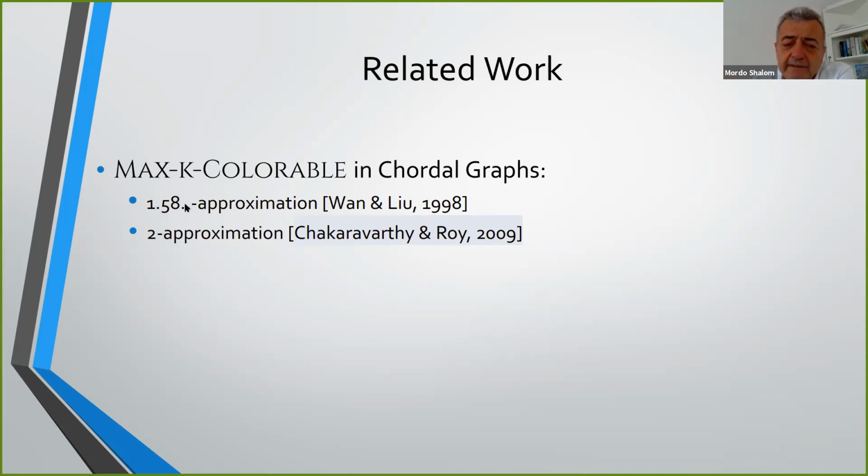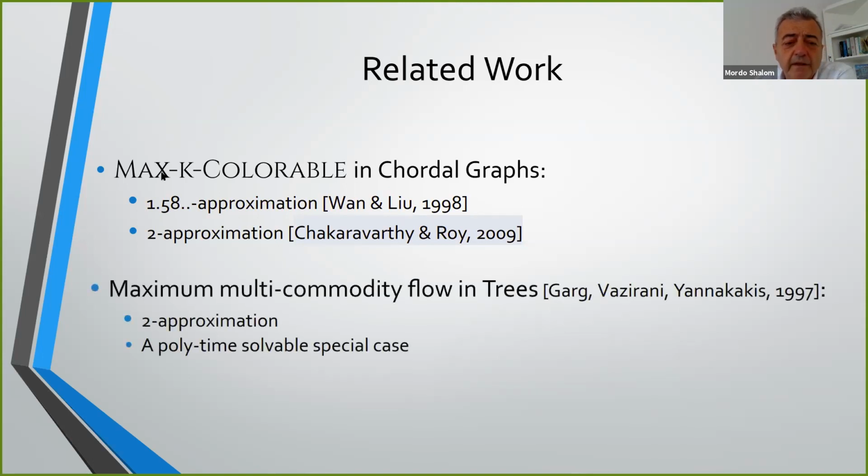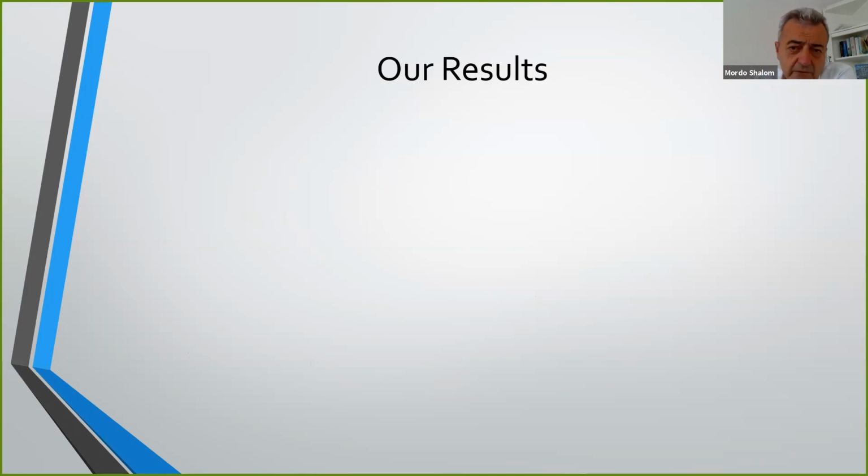And there is a 1.58 approximation by Yu and Liu from 98, and a 2 approximation by Chakrabarty and Roy, almost 10 years later. However, this will be interesting for our purposes, although invented 10 years later and giving worse performance. Now, as for the other problem, there is a 2 approximation for this problem, and Garg, Vazirani, and Yannakakis also introduce a polynomial-time solvable special case. So there is a special instance for which the problem can be solved in polynomial time. So this is what was known for these two problems.